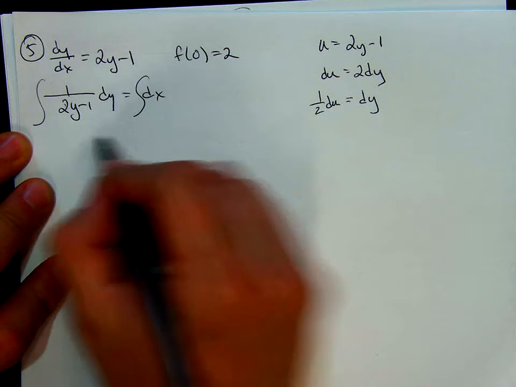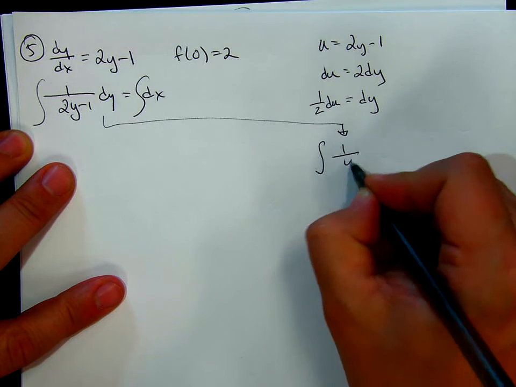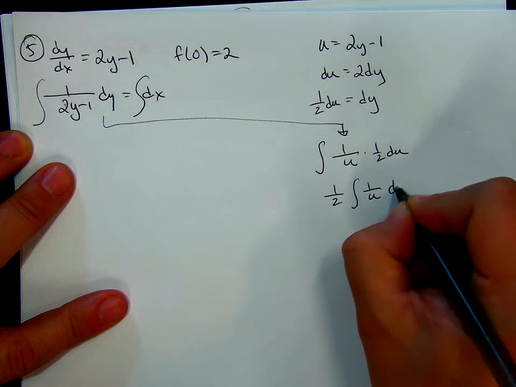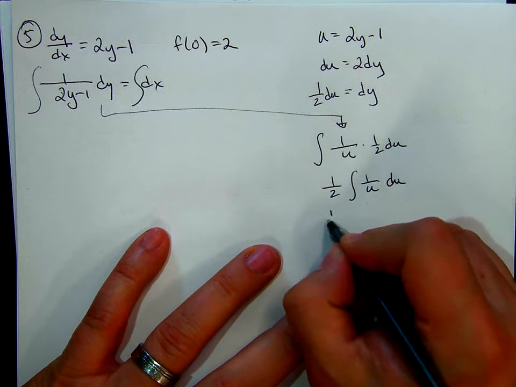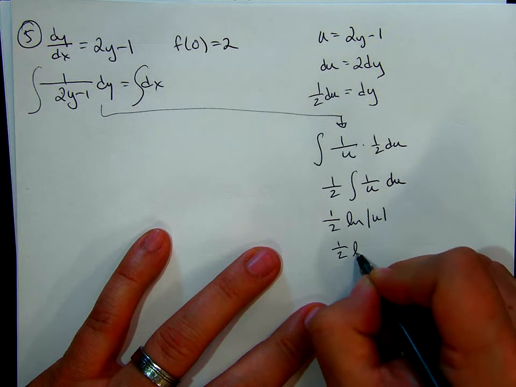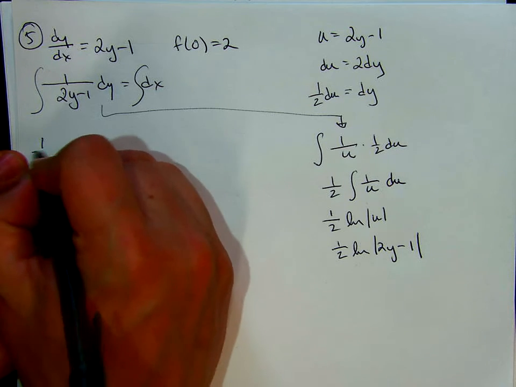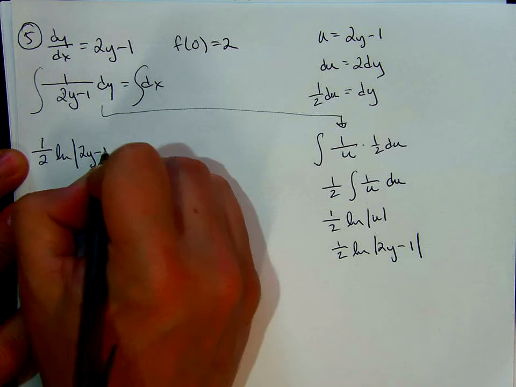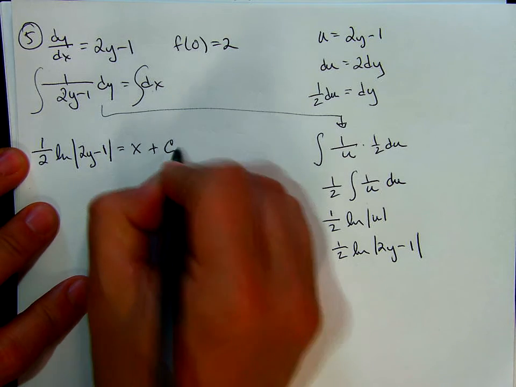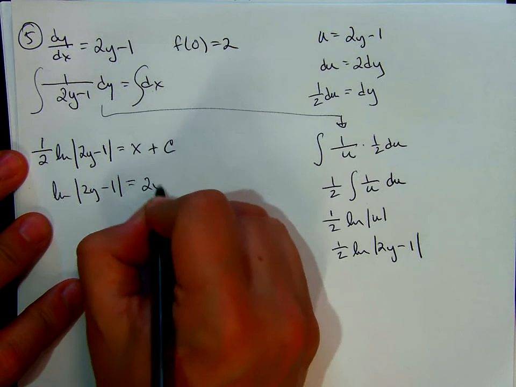Okay, so that means that I can think of that integral as the integral of 1 over u times 1/2 du, or 1/2 the integral of 1 over u du, which means that I end up with 1/2 ln absolute value u, or in this case, substituting back in, 1/2 ln absolute value of 2y minus 1. Alright, so that's a quick u substitution there. So on this side I have 1/2 ln absolute value 2y minus 1 equals, well, the antiderivative of dx is just x plus c. So I end up with ln absolute value of 2y minus 1 equals 2x plus c.